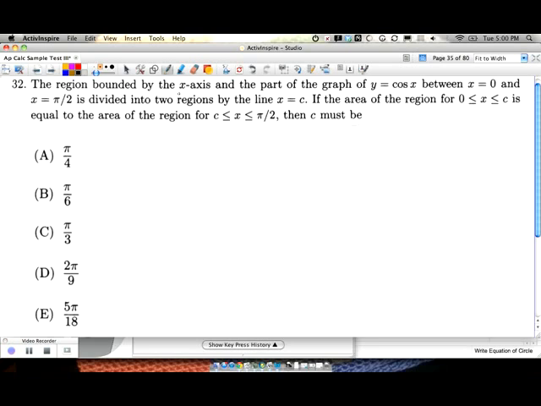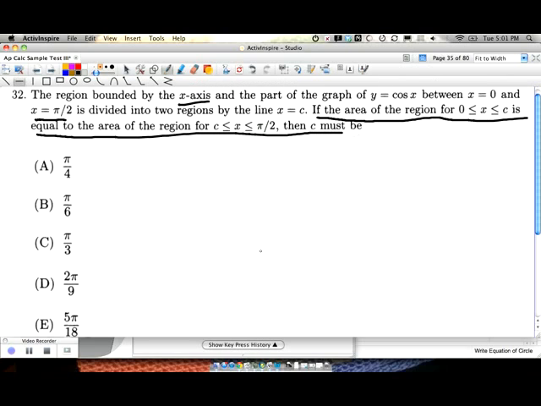Next, number 32, the region bounded by the x-axis and part of the graph y equals cosine x between x equals 0 and x equals pi over 2 is divided into 2 regions at the line x equals c. If the area of one region is equal to the other region, then c must be. So what are we even talking about here? Let's give ourselves an idea. So first, x-axis, we got a y-axis.